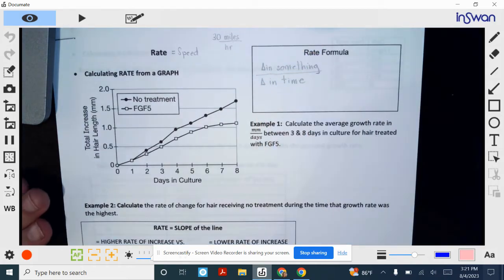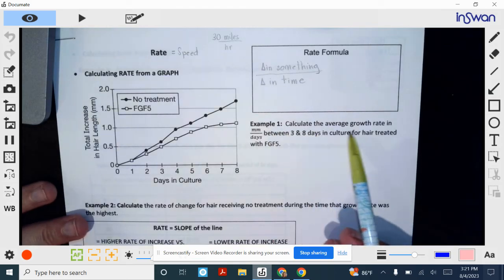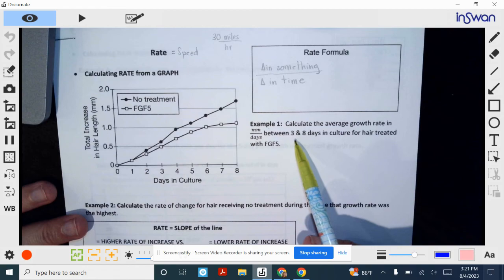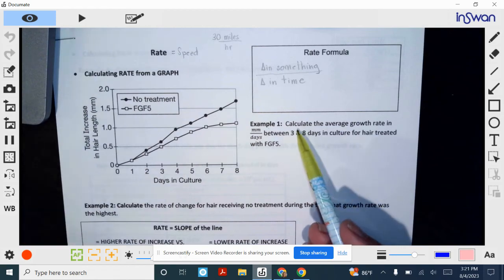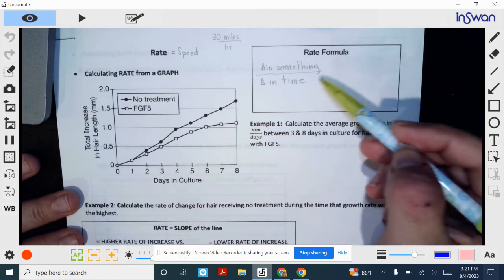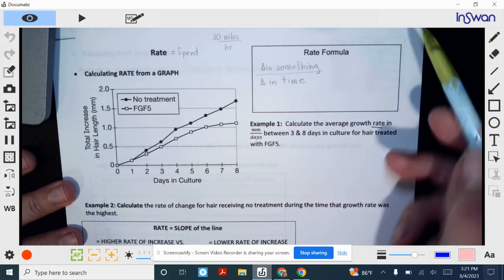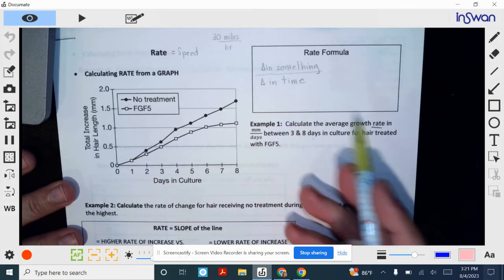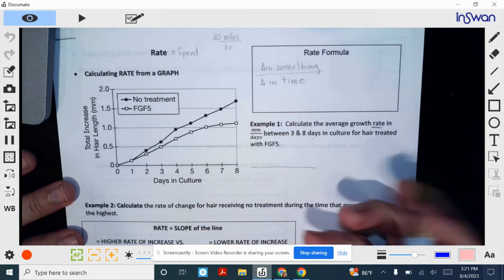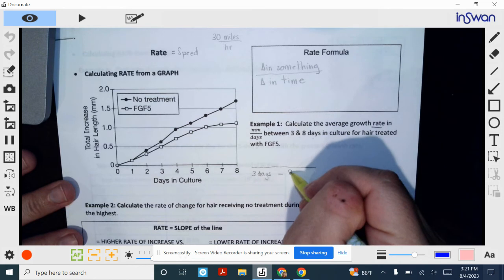Now, the way that I'm going to show you to do this is the easiest way, and it's going to help eliminate silly mistakes that you might make that's going to cost you a point, okay? So, for example, it says, calculate the average growth rate in millimeters per day is between 3 and 8. So when I read this, I basically see calculate rate. So I know that when I do this calculation, I need to have some numbers on the bottom that are an indicator of time. So it says calculate the rate between 3 and 8 days. So what I want you to do is I want you to put 3 days on the bottom to 8 days. That's my change in time.